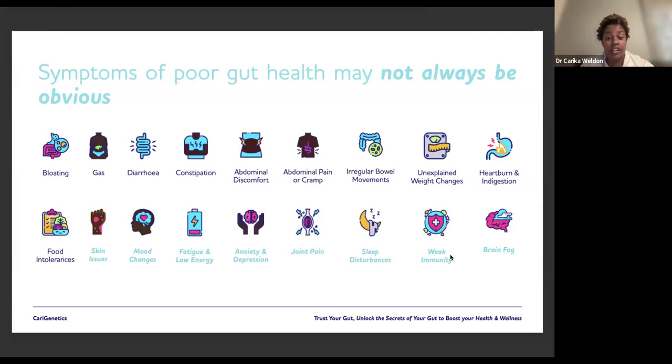We know there's the gut-brain connection, joint pain, sleep disturbances, weak immunity, and brain fog. So it's not just the ones that we conventionally associate with a gut issue. There's such a wide range of symptoms. And by tackling gut health and looking at it on a personal level, you can see how this can alleviate a multitude of symptoms that could be leading to other diseases.